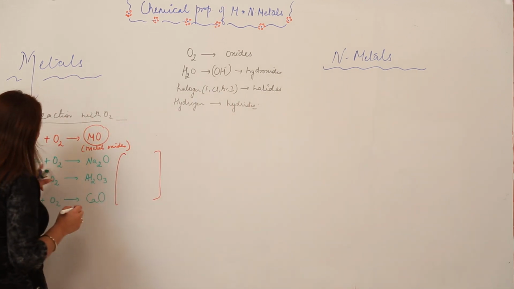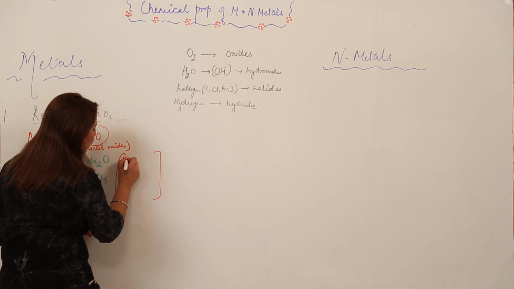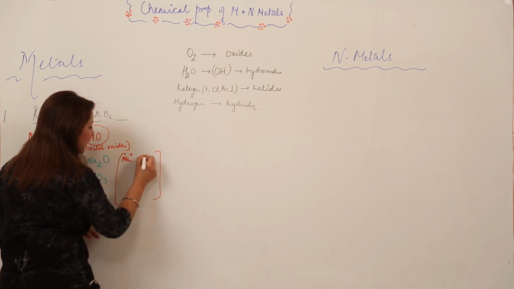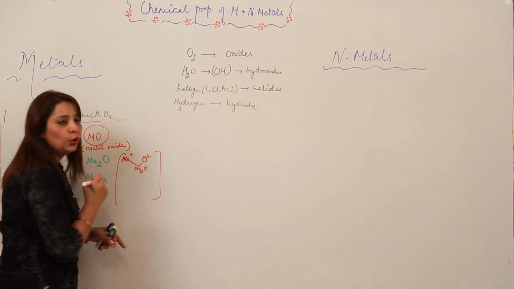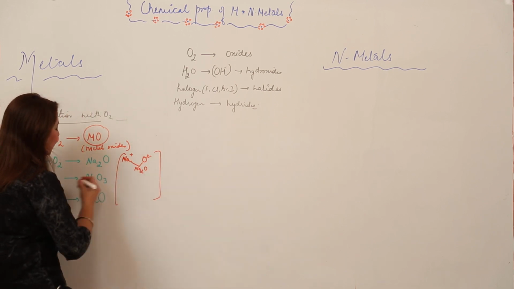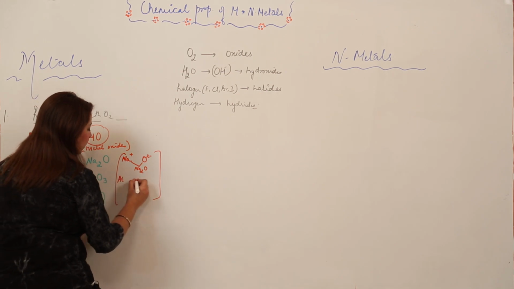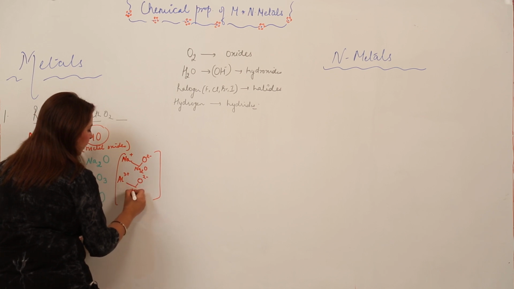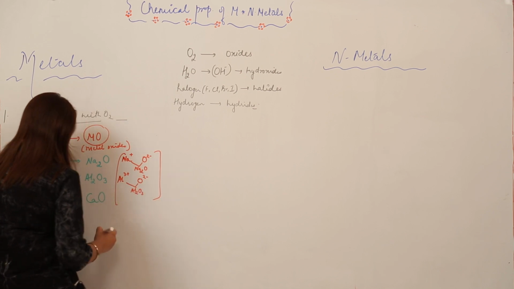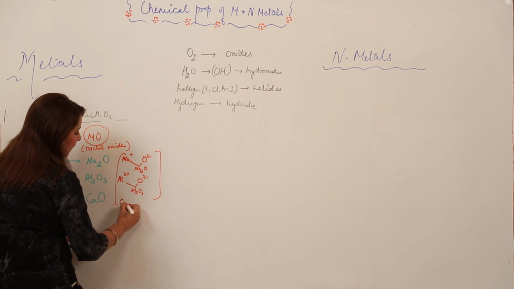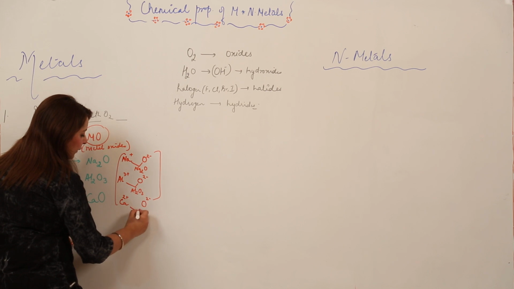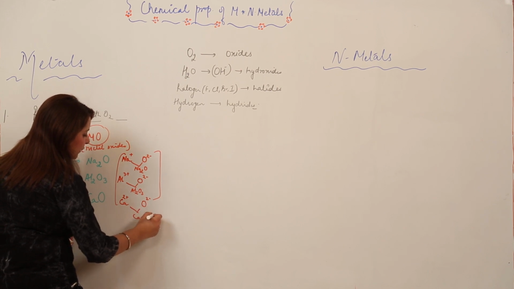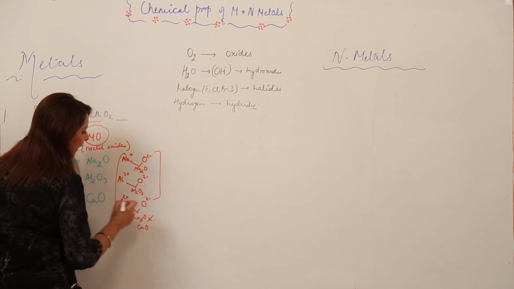When I was combining sodium with oxygen, I wrote sodium and oxygen with their valencies. Then I interchanged them, so it became Na2O. Similarly, when I reacted aluminium with oxygen, with valency 3 positive and 2 negative, I interchanged them and we get Al2O3. Similarly, when I combined calcium with oxygen, I took the valencies of calcium and oxygen and interchanged them, and because they are both 2, we simplify it and get CaO.